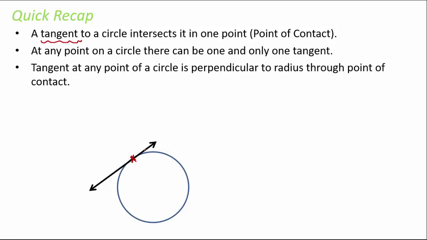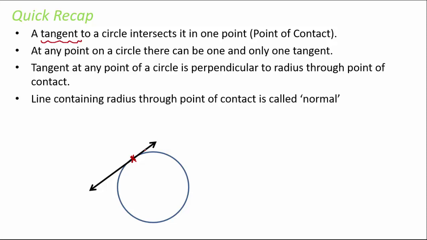A tangent at any point of a circle is perpendicular to the radius through the point of contact. So if you compare this line, that is the tangent, and if you look at the radius, you would see that it is always perpendicular to the radius. So if this is the center of the circle and this is the radius, this angle is always 90 degrees. The line containing the radius through the point of contact is called the normal. So this line is called the normal.